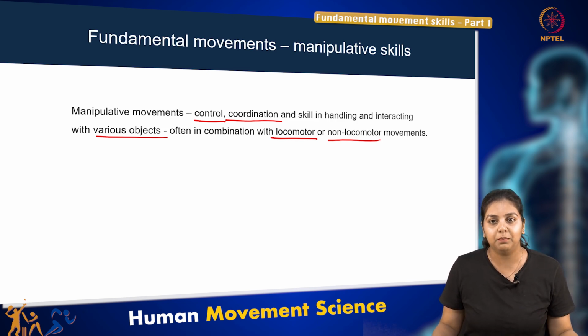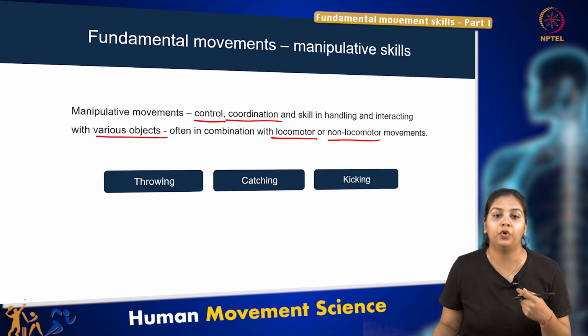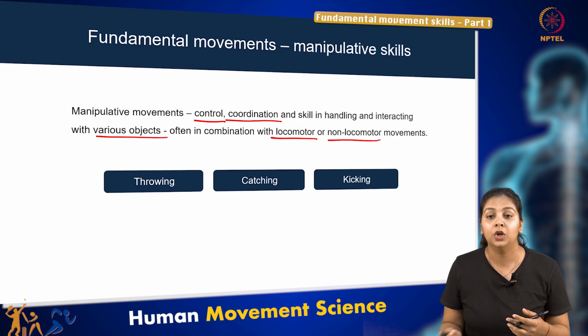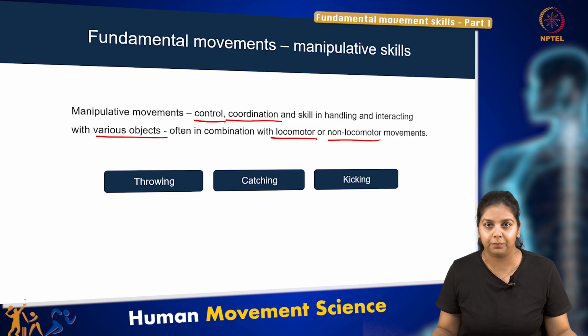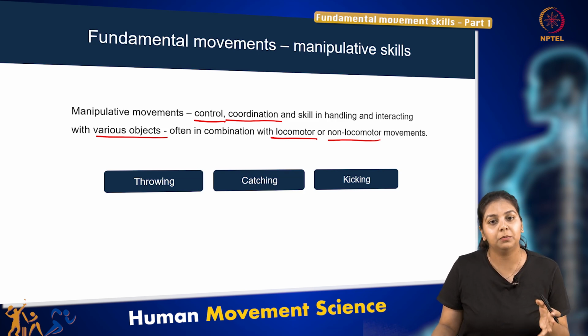What are some examples of manipulative skills? You can look at throwing. You're catching a ball, or throwing a ball, or kicking a ball, and you have interaction with the ball. Different body segments are involved in the interaction, and a lot of balance, control, and coordination is required to execute them. Now that we've looked at these three skills, their definitions and some examples, let's dive a little bit deeper into them.